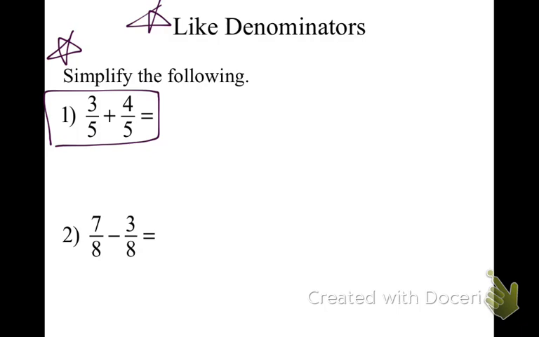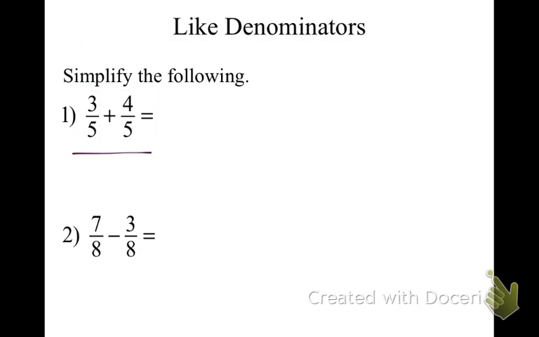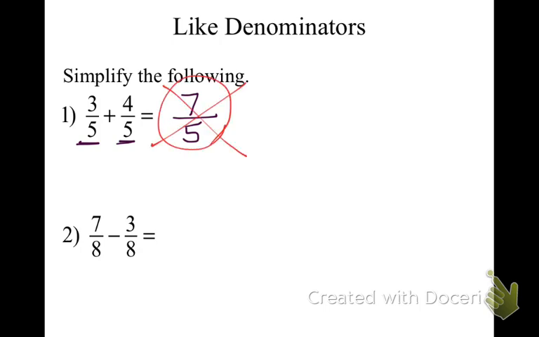Now looking at number 1, these are like denominators. Why are they like? Because I have a 5 and I have a 5. So my 5 is going to stay exactly the same, and now I need to add my numerators. So what's 3 plus 4? 3 plus 4 is 7. Now some are going to say, oh, I have the answer, 7/5. Wrong. What's wrong with it?